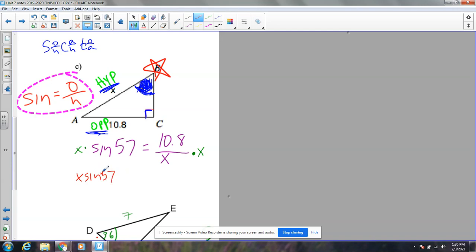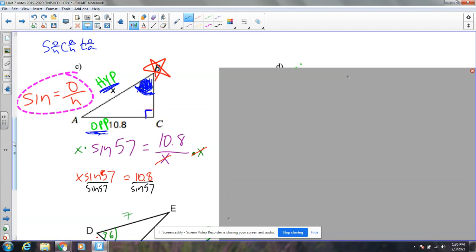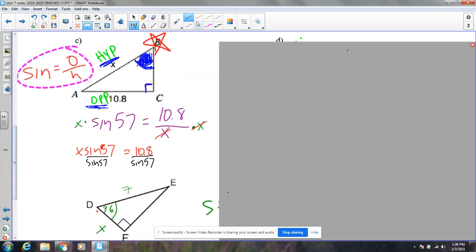the sine of 57 equals 10.8 because those x's divide each other out. Now the x isn't by itself yet, so I have to divide both sides by the sine of 57. As I'm going through these examples today, at whatever point you feel ready to pause and try a bunch on your own, you can go ahead and do that and unpause when you're ready to check my work. The reason we did that here is because the sine of 57s divide each other out, and that's my answer, basically.